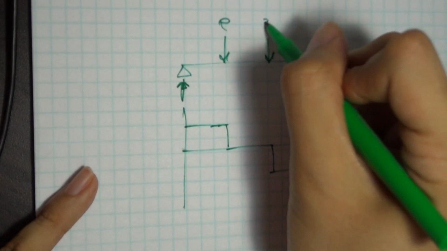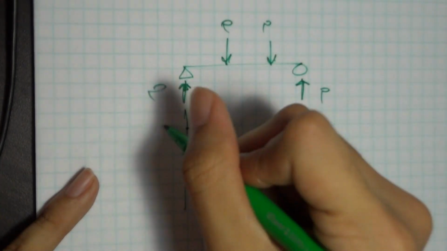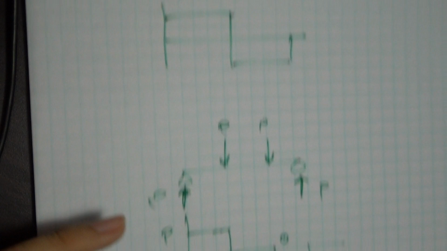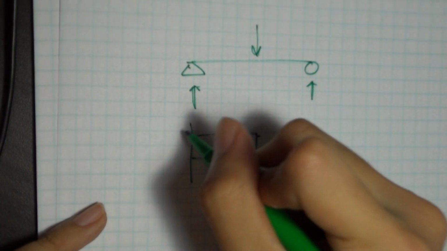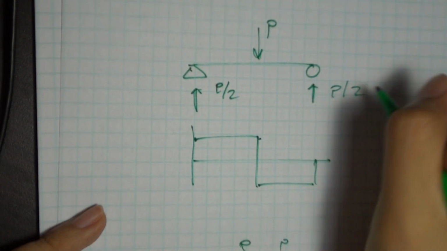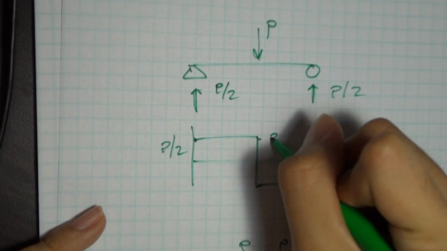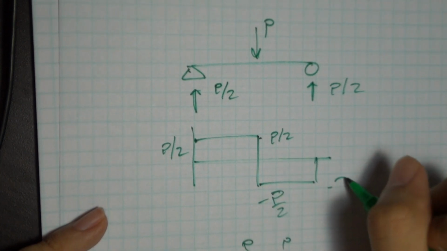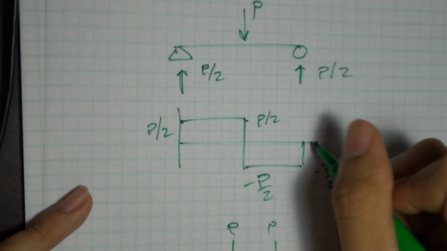And this is P, P, P, and P. So I went up to P, I went to 0, I went to 0, and I went to negative P. Over here, this is P, this is P over 2, P over 2. I went to P over 2. I stayed at P over 2. I went down to negative P over 2. And I stayed at negative P over 2, and then I went back up to 0.